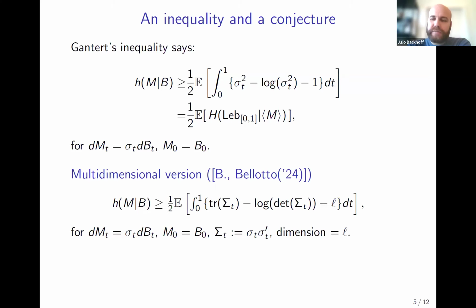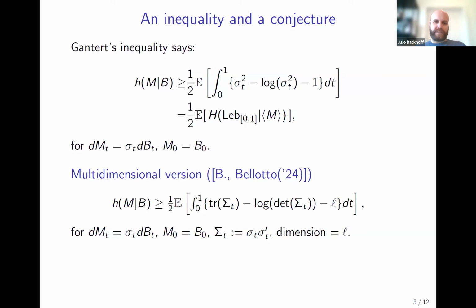So now I present the first of my contributions. It turns out that the arguments of Gantert were not very difficult to extend to multiple dimensions. So now you can have multivariate Brownian motion and a multivariate continuous martingale with quadratic variation. Let's call capital Sigma this quantity. Then it's essentially the same formula, just the sigma squared becomes the trace of Sigma, the log of sigma squared becomes the log determinant of Sigma, and the 1 is just the dimension of your ambient space. This is something that you obtain without too much work, I would say.